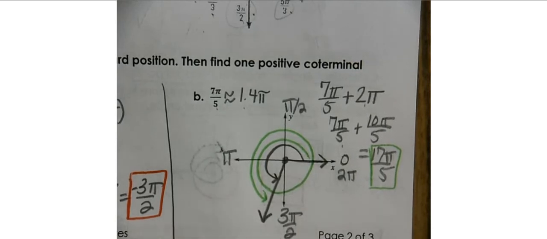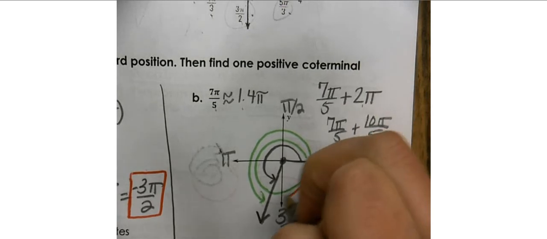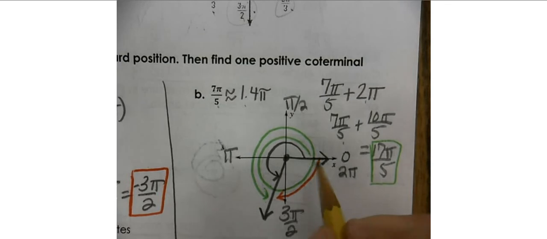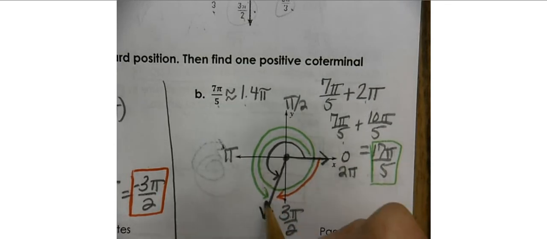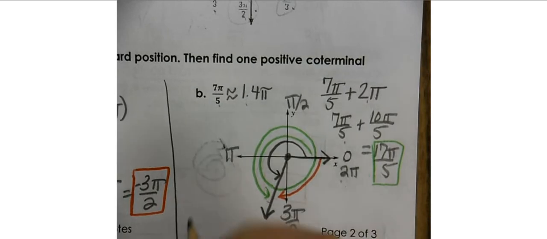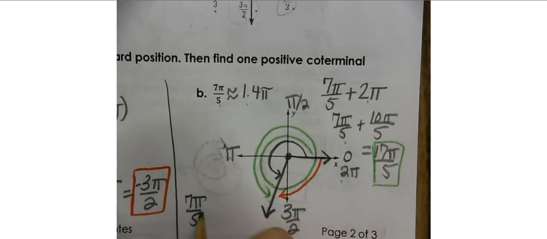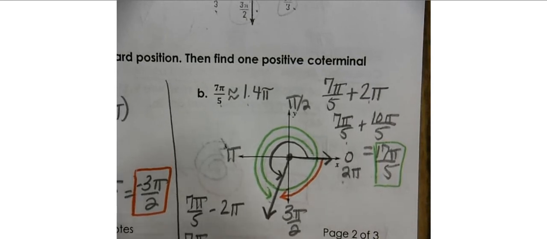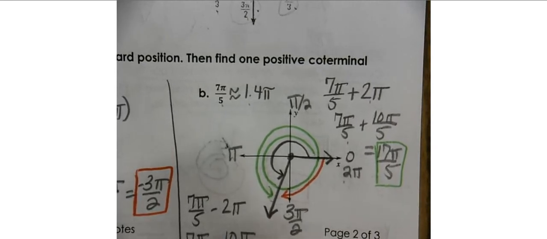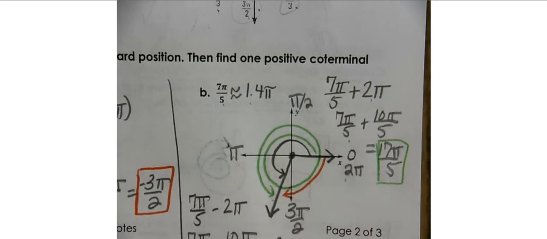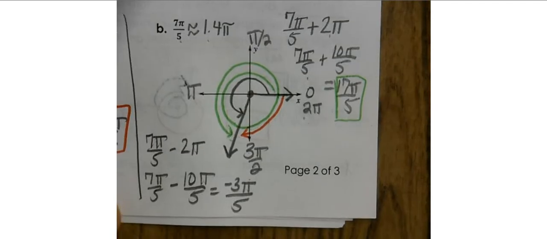To find your negative coterminal angle, we're going to subtract. So I'm going to take 7 pi over 5, and I'm going to subtract away 2 pi, and that'll give me a negative number. So I'm going to write 7 pi over 5 minus 2 pi. So that is 7 pi over 5 minus 10 pi over 5. And that equals negative 3 pi over 5. Sorry, guys. So that represents negative 3 pi over 5.